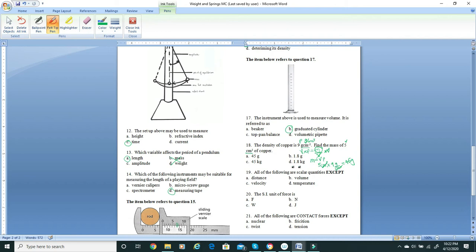Do we have a 45 grams? Yay, that's A. So 18 is A.